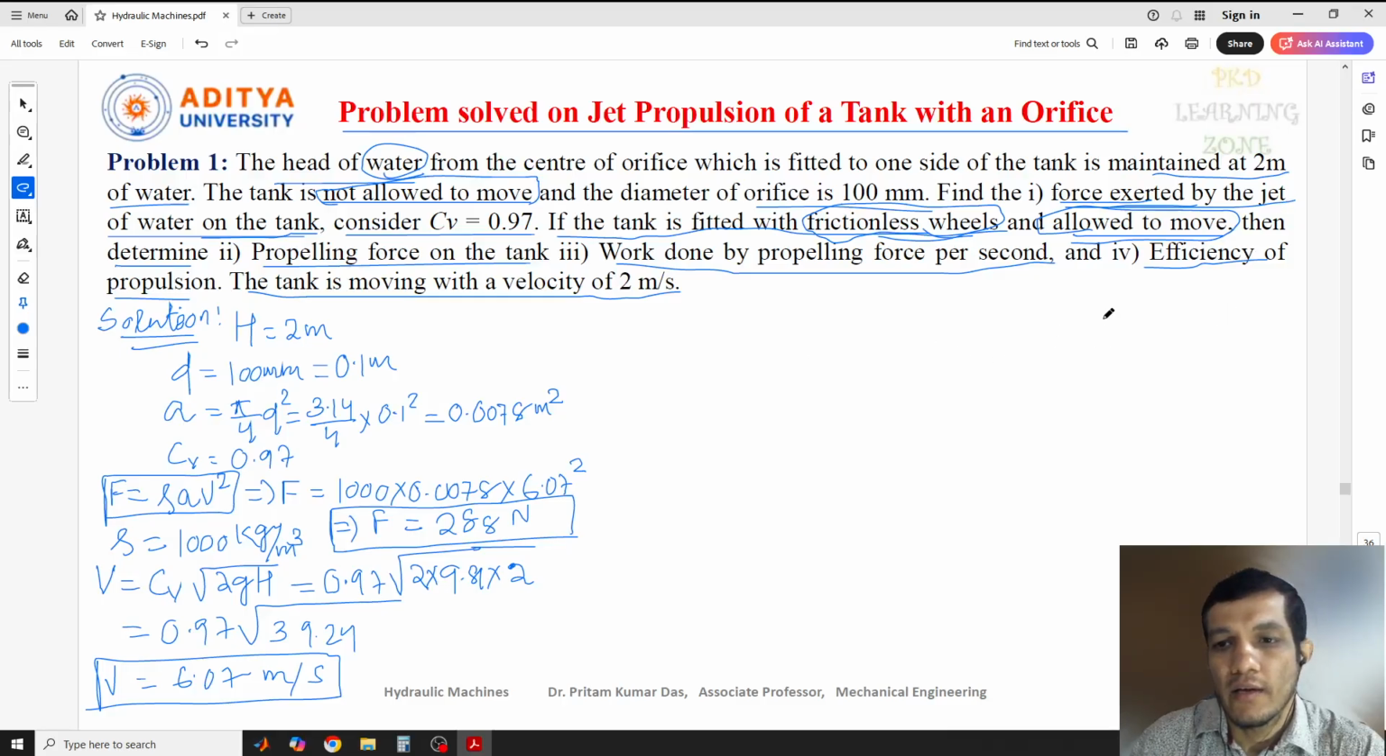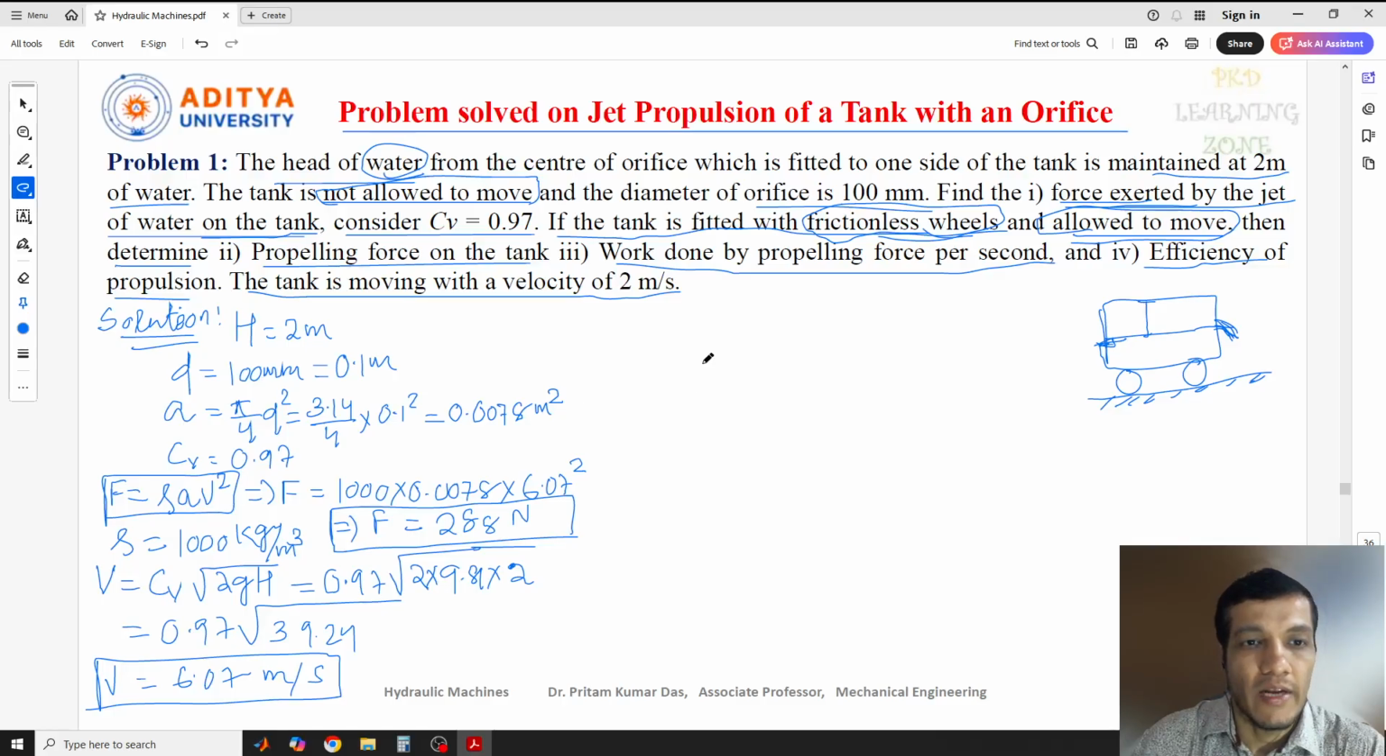Okay, so that means the tank is there, and here an orifice is there, water is coming out, and this is the head of water, and here we have fixed some wheels. Due to the impact of the velocity of the jet, the tank started moving in the opposite direction as per Newton's third law. Okay, so in this condition we need to find out what is the propelling force.